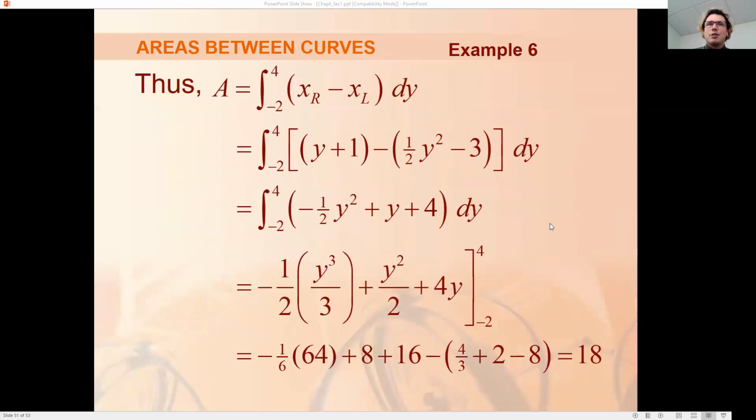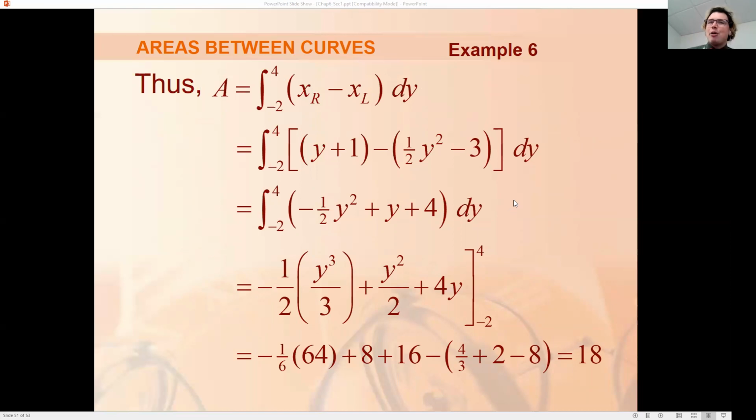So my integral looks like the integral from -2 to 4 of quantity y plus 1 minus quantity 1/2 y squared minus 3, all of that taken dy. And at this point, that's just an integral. The variable might not be a variable I'm used to integrating against. I would suggest you get used to it because the rules are all the same.